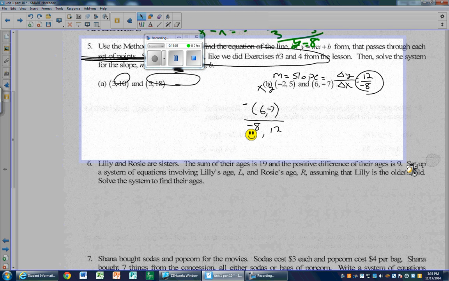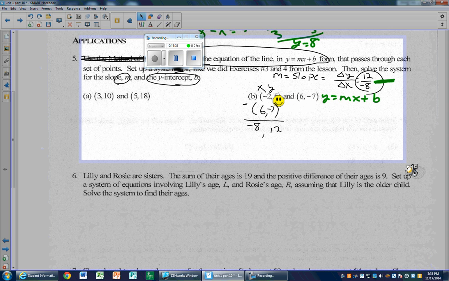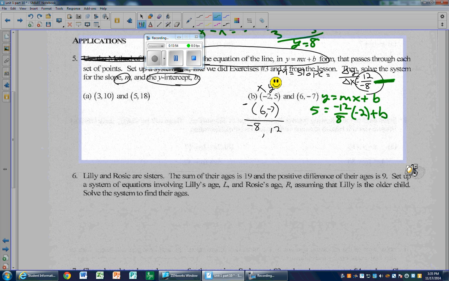Now, we have the slope. We have to find the intercept, which is b. Remember, y equals mx plus b. This is the m. There's my smiley face. There's the m. So the y is going to be either negative 7 or 5. Let's take 5. The m, even though it's over negative 8, I'm going to bring the negative sign to the top. What's the x? Negative 2. And we don't know the b. That's the whole point of this exercise.